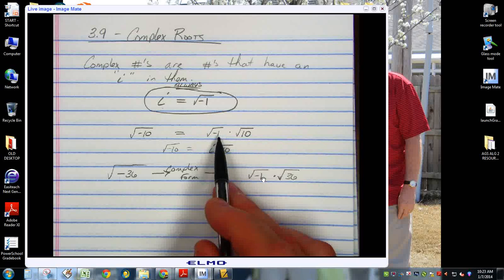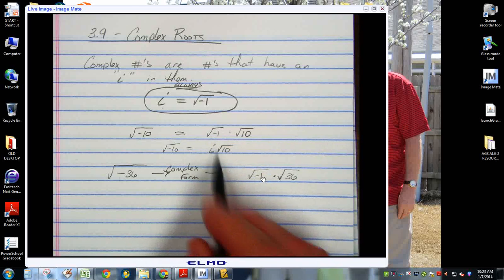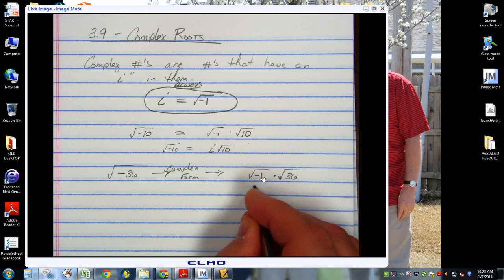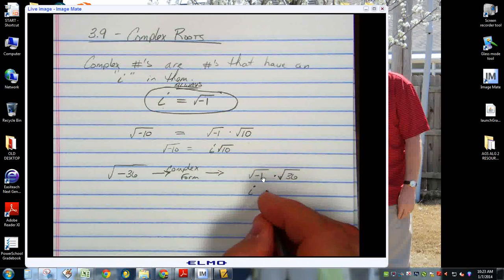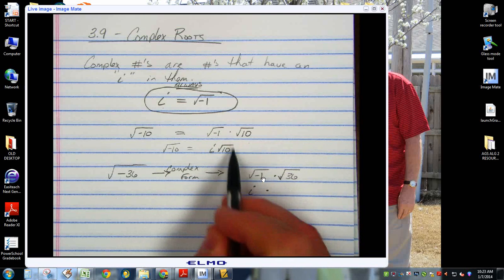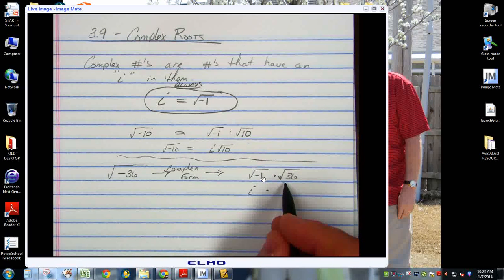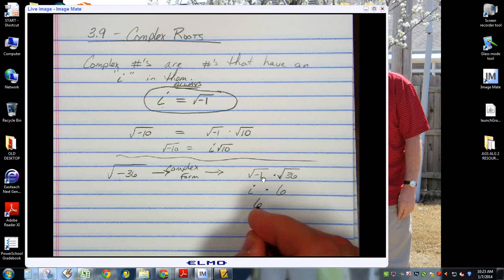All I do each time is make the square root of -1 into an i. So this becomes i times the square root of 36. Now, why didn't I simplify the square root of 10 before? Do I know what number I could square and get 10 as an answer? No, I don't. But do I know what number I can square and get 36? What is the square root of 36? So your answer here is 6i.